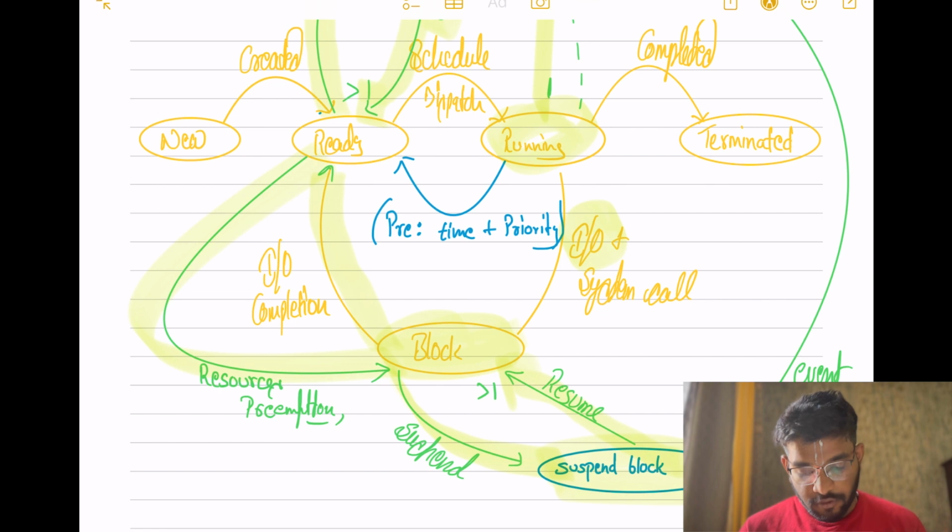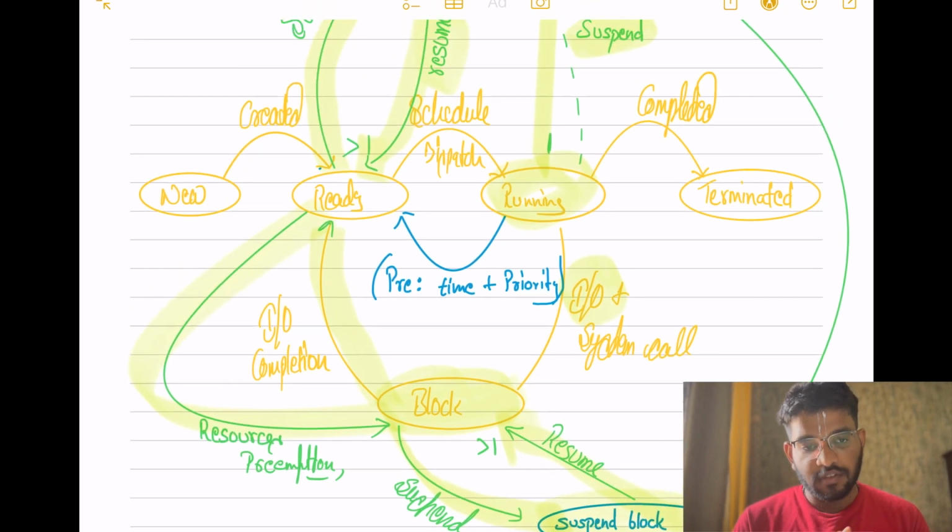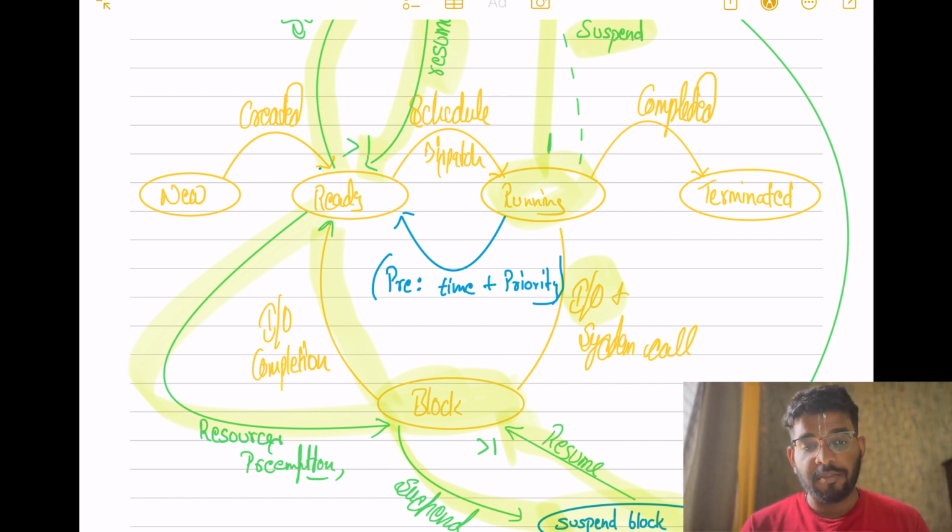So again, just for clarification, when the process is in new state, suspend ready state, suspend block state, or terminated state, it resides in the secondary memory. And for a process to be present in main memory, the state can only be ready, running, or block.